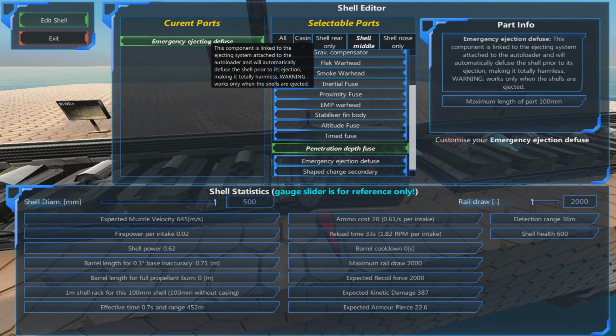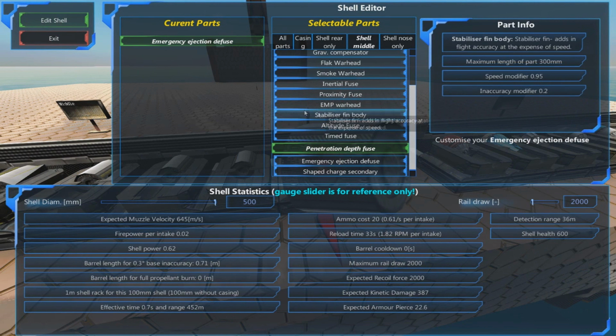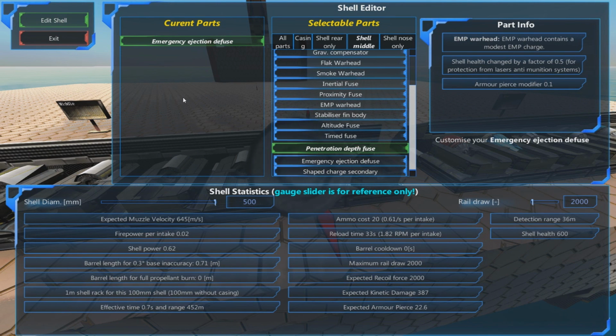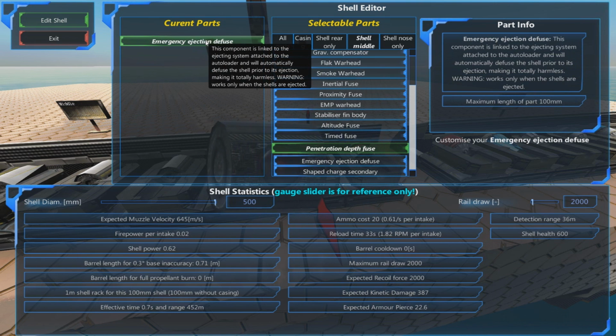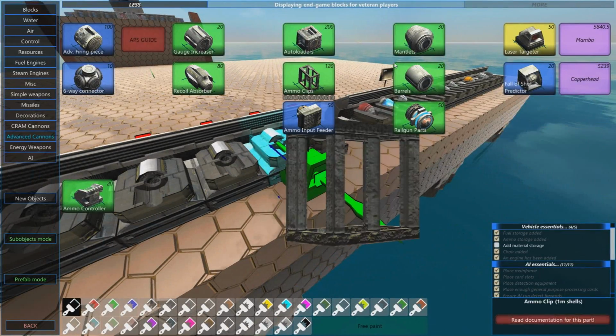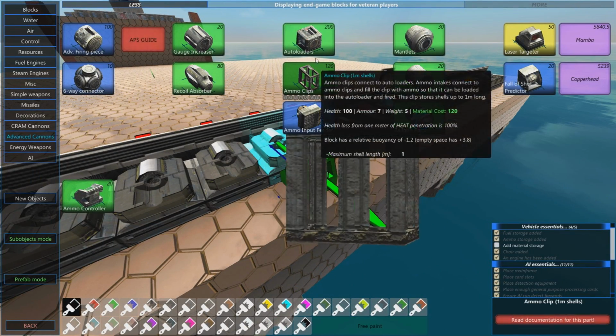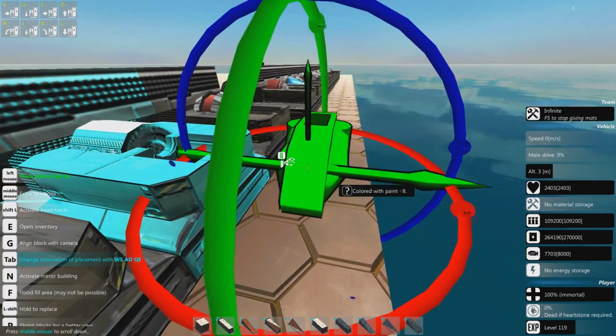So moving on, emergency ejection defuse. Now we're getting into cunning, interesting things. So this is what you stick on a shell when you are using ammo ejectors. So if you have the ammo ejector, which is, where is it? Here it is. So, ammo ejector.